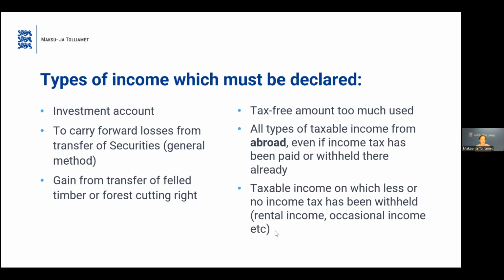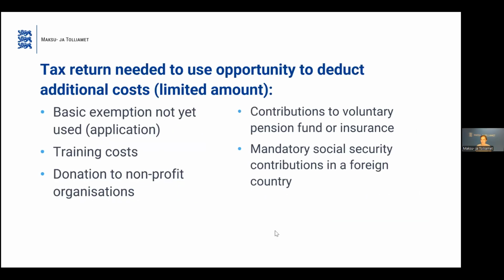Or if you have, for example, received taxable income from persons who didn't withhold income tax from it, for example, rental income from natural persons, or occasionally business income from natural persons, and so on. Any kind of taxable income from which income tax has not been withheld, you shall declare yourself. But a tax return is also needed to use the opportunity to deduct additional costs to receive a refund. As I said earlier, maybe you didn't use the basic exemption, you can use it in your tax return.